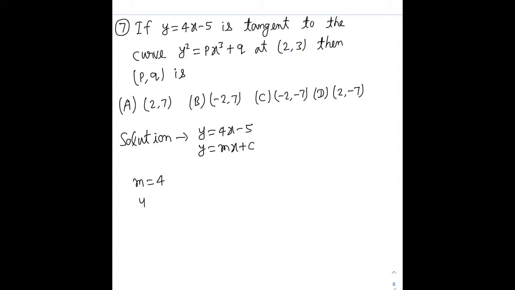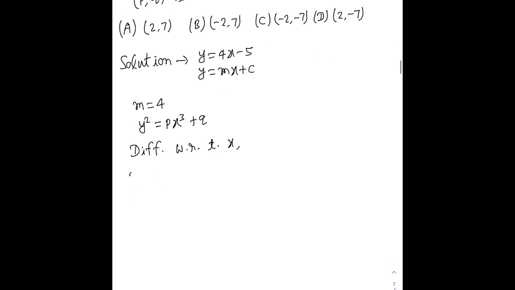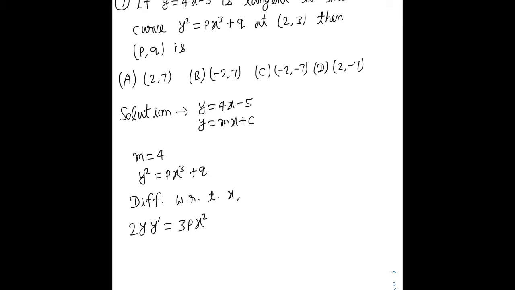So when we differentiate y square equal to p x cube plus q with respect to x, we'll get 2y into y dash, or dy by dx we can also write, and p into x cube. x cube differentiation is 3x square. So we will get 3p x square. Then q is a constant, so differentiation of q would be 0.